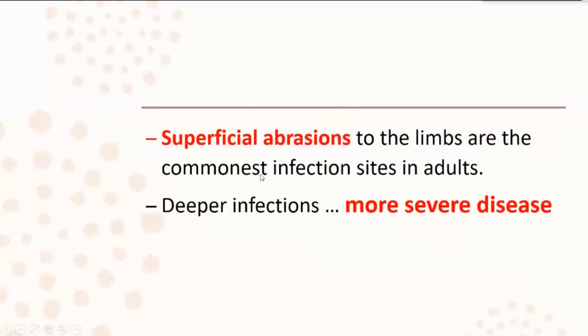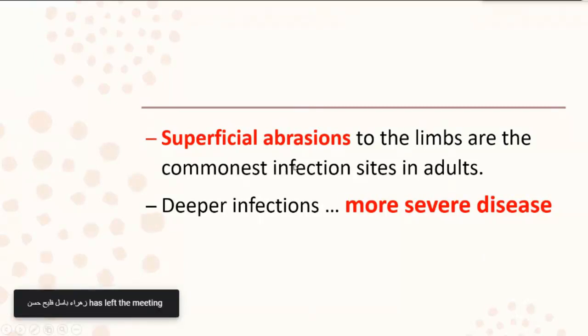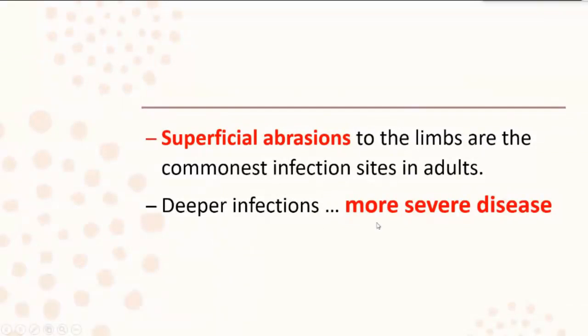Indeed, superficial abrasions to the limbs are the commonest infection sites in adults. And usually any minor abrasion or trivial trauma that creates an abrasion in the skin can lead to the disease. When there is a deep wound and deep infection, there will be more severe disease.